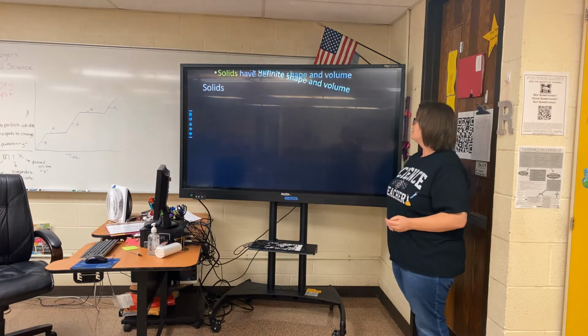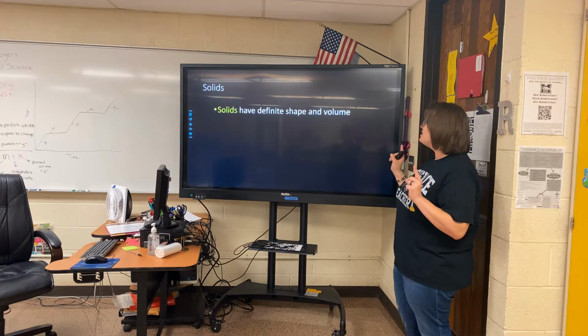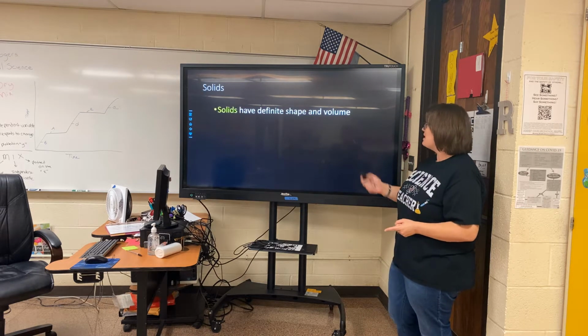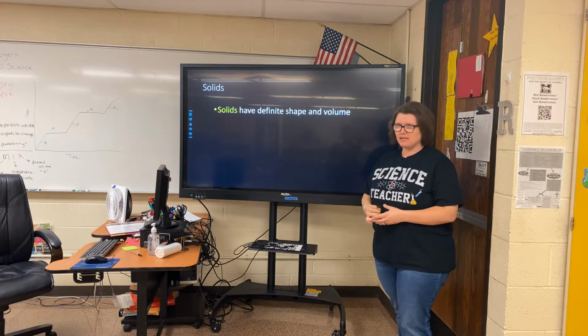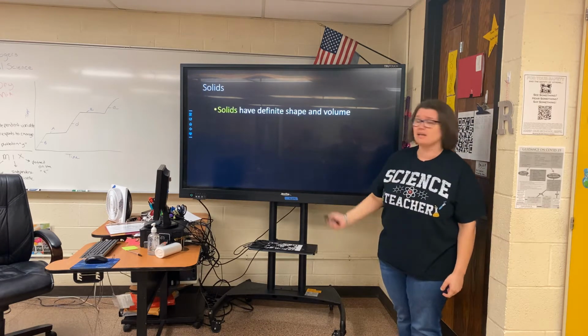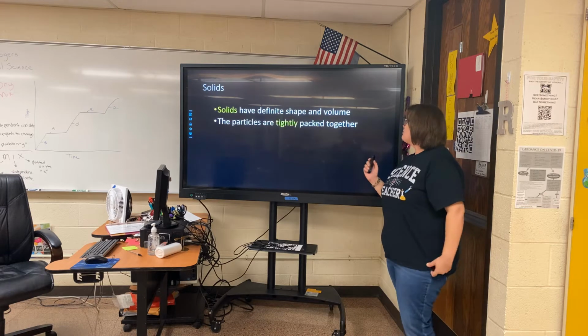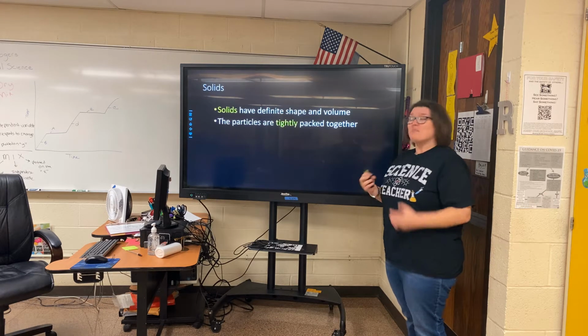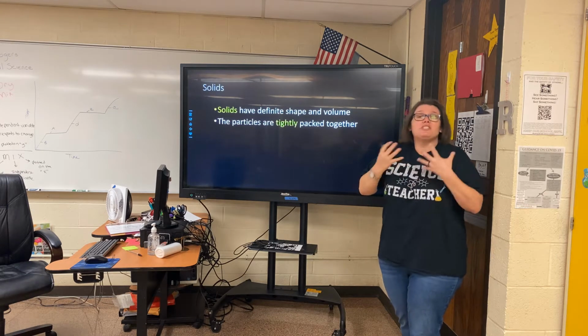Solids. Solids have a definite shape and volume. You can't really change a solid the way it looks without completely destroying it physically. The particles are tightly packed together because there's not a whole lot of energy. Not a lot of energy means not a lot of movement.